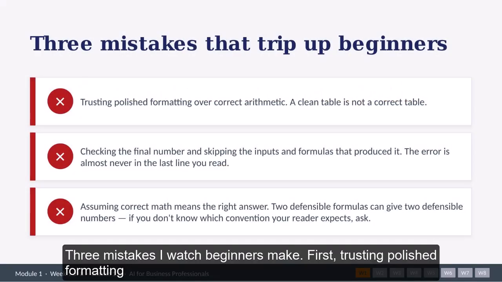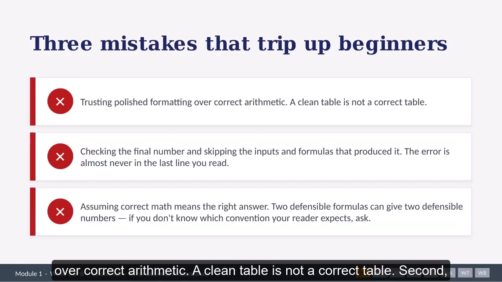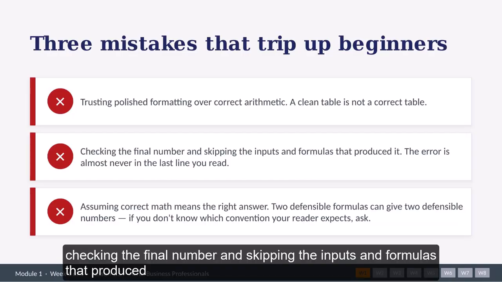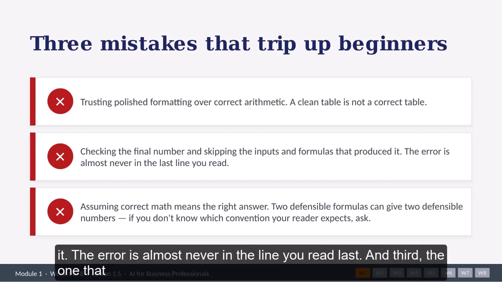3 mistakes I watch beginners make. First, trusting polished formatting over correct arithmetic. A clean table is not a correct table. Second, checking the final number and skipping the inputs and formulas that produced it. The error is almost never in the line you read last.